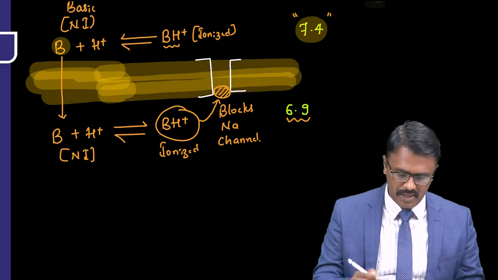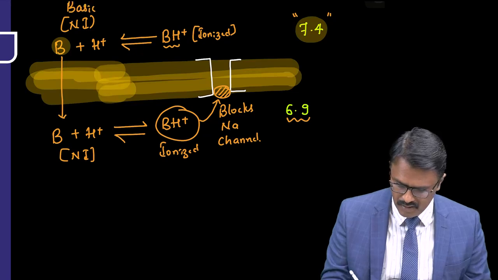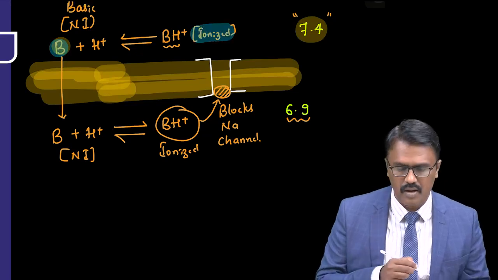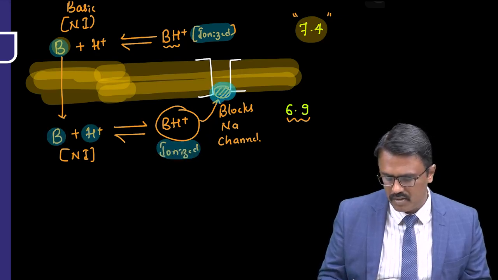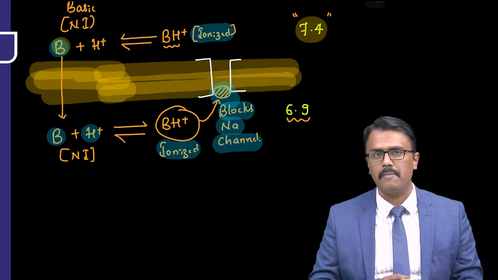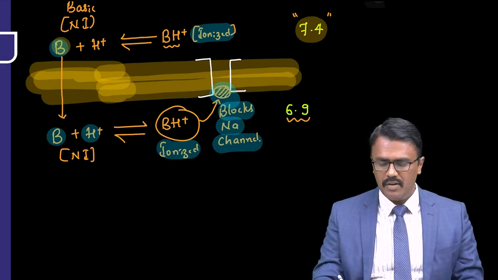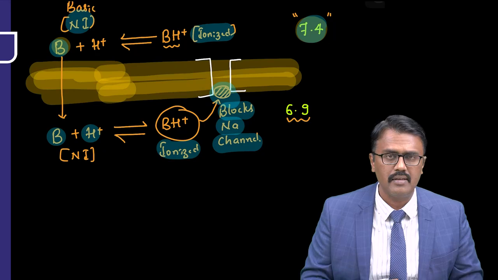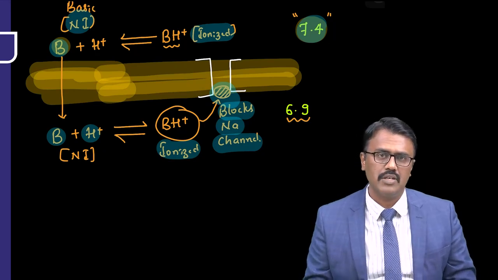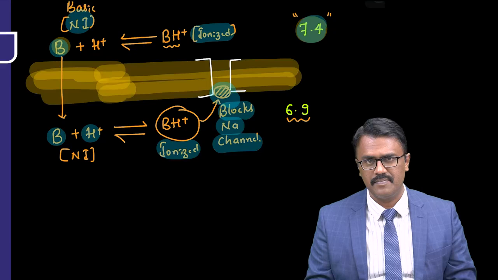Clear? So let me explain again. The ionized form will become non-ionized. That is the one which crosses the membrane. Again it becomes ionized and blocks the sodium channel. So this is in detail. The alkalinity will favor the non-ionized state. So making the blood alkaline will favor the action of local anesthetics.